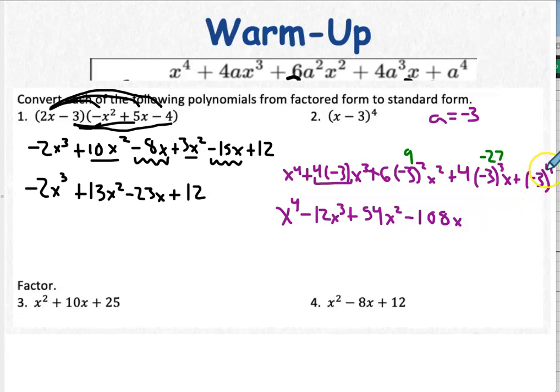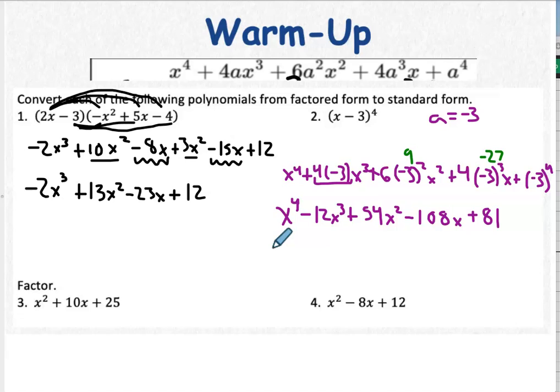And then last, negative 3 to the 4th power. So if I multiply a negative by itself 4 times, it's going to end up being positive, right? Negative times a negative is a positive, times a negative is negative, times the last negative ends up being positive, and 3 to the 4th is 81.